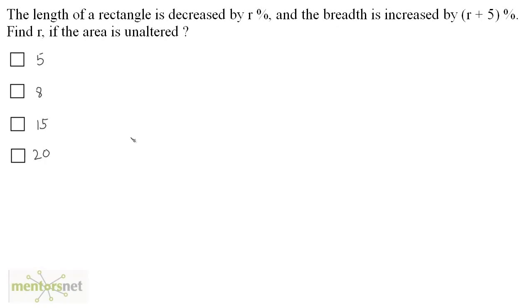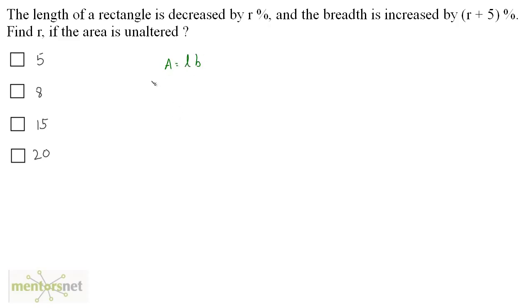The length of a rectangle is decreased by r% and the breadth is increased by r plus 5%. Find the value of r if the area is unaltered. Now let the length and breadth of the rectangle be L and B respectively. So you can find out the area. So area is equal to length times breadth.